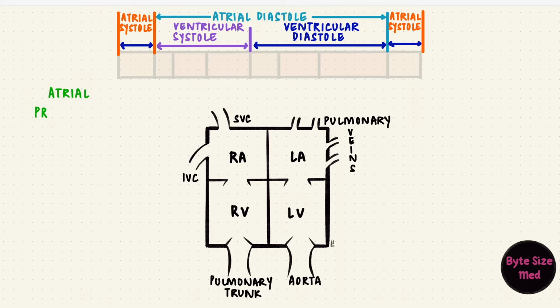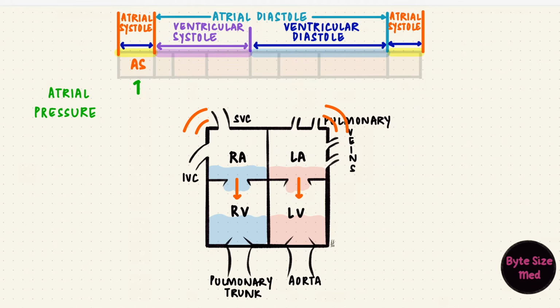Now we'll look at the pressure changes in the atria during the cycle. We have atrial systole, followed by ventricular systole, and then ventricular diastole. Atrial systole repeats starting the next cycle. Let's start with atrial systole. That's when the atria contract. They do this to push the last bit of blood into the ventricles. A contracting muscle means the pressure in these chambers rise. The atrial pressure rises during atrial systole when they contract.